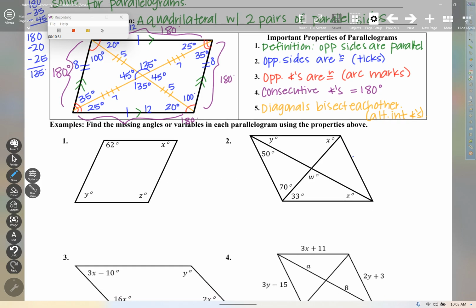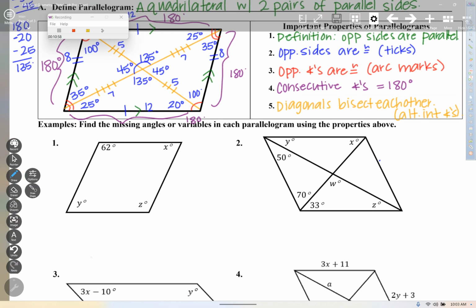Okay. Let's jump into something that's similar. This is just asking us to use one or more of the properties from above. So notice I don't have any diagonals in number 1. The directions say find the missing angles or variables in each parallelogram using the properties above. If you notice, I don't have any tick marks on my sides. I have nothing on the sides. So I don't care if they're parallel or congruent because I already know it's a parallelogram. But I do have angles.